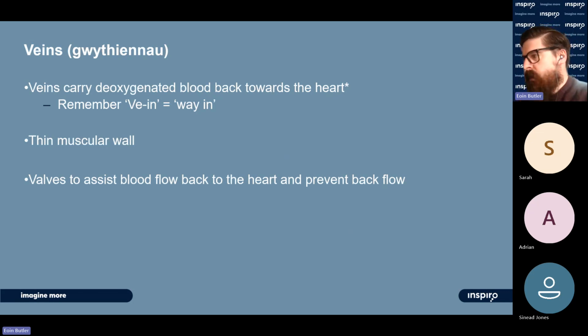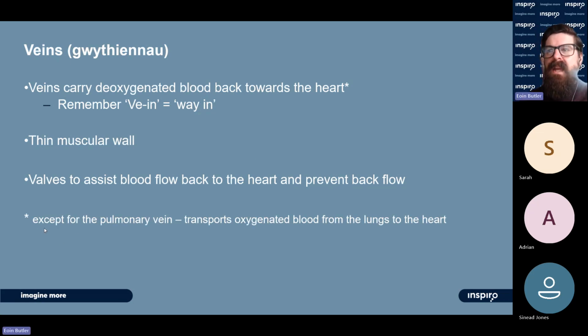So if we think about after a heavy exercise session where we get what's called blood pooling. So this is where blood will stay in the lower parts of the body. You might feel dizzy or faint as a result of this. So valves will assist blood flow back towards the heart. So if we think about, we've got a lot of blood in the legs, as blood flows back up through the veins, the valves will open up and then close, preventing blood from falling back down into the lower parts of the body.